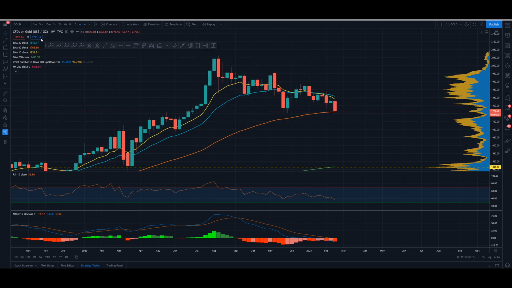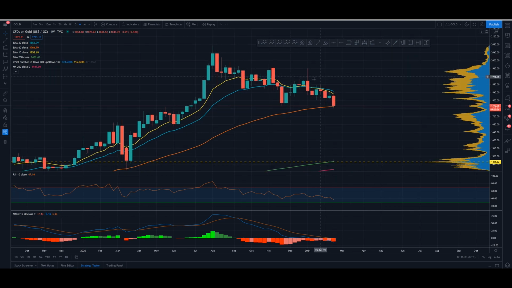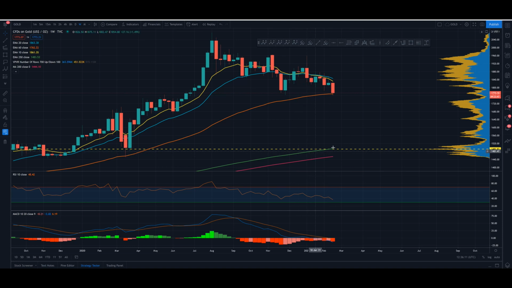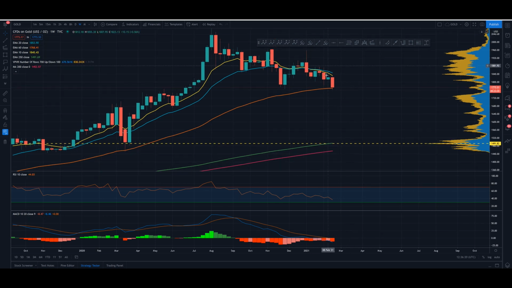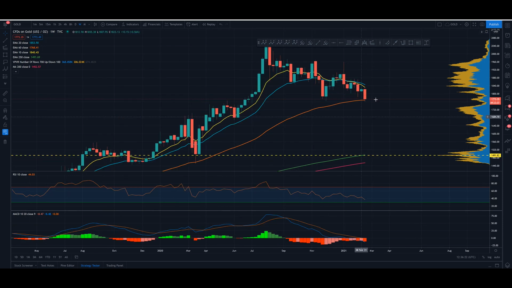Now, if you're new to the channel, let's have a quick rundown of the chart. What you can see, we have 4 exponential moving averages on the chart. The 10 is yellow, the 20 is blue, the 60 is the orange line here, and the 250 is the green. We also have a fifth moving average, but this is not an exponential moving average. This is a 200 simple moving average. So 4 exponentials and 1 simple on the gold chart.